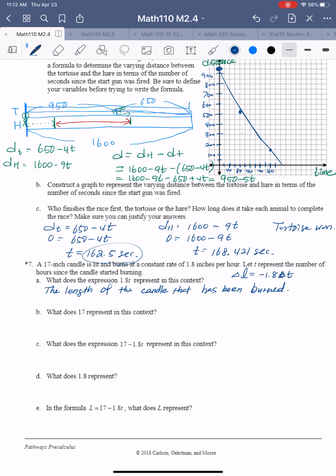And then what does the 17 represent? That was the original size of the candle, or the initial length of the candle. And what is 17 minus 1.8t? That is the length of the remaining candle.